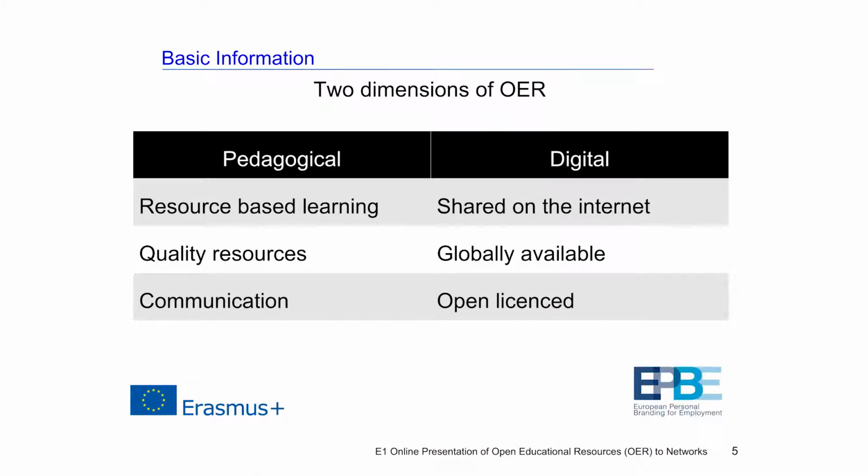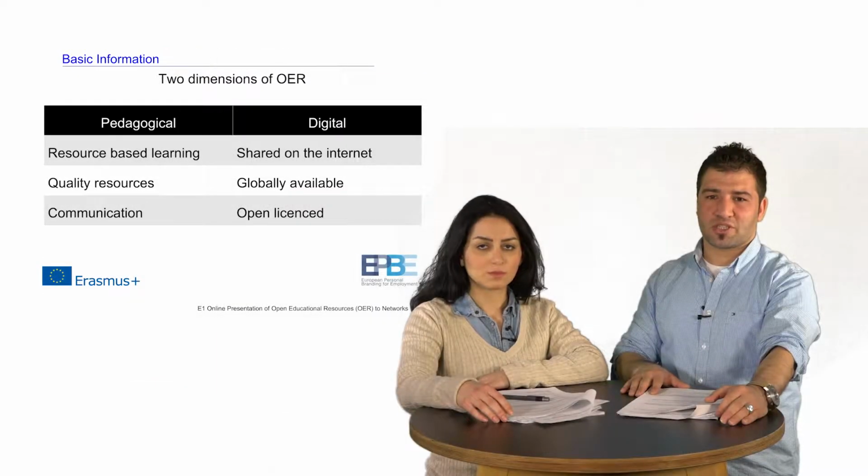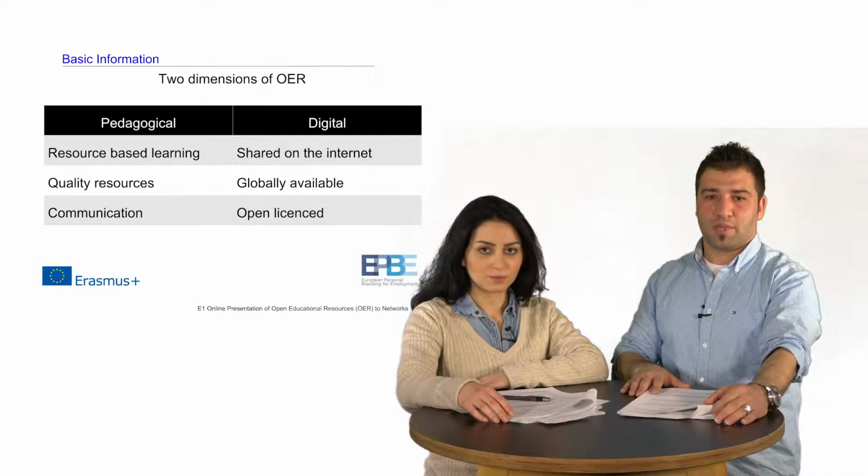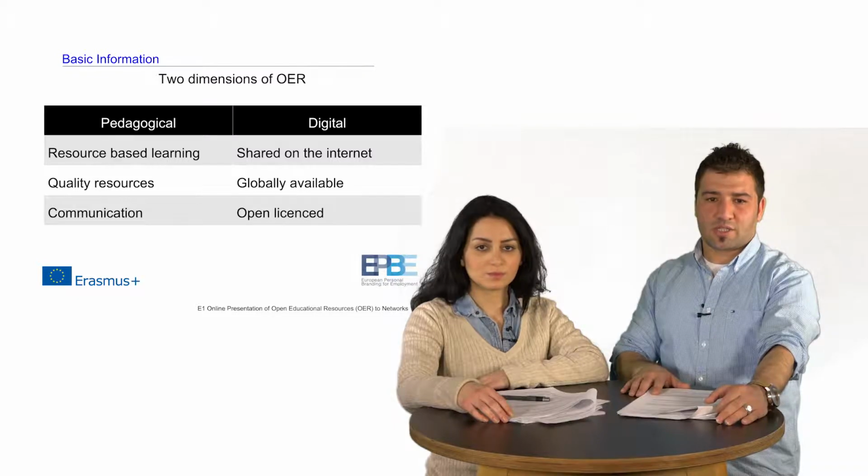OER can be divided into two dimensions: pedagogical and digital. The pedagogical dimension contains resource-based learning with quality resources and good communication between teachers and students. The digital dimension means that all the materials are shared on the internet and are globally available. This means it has to be open licensed.